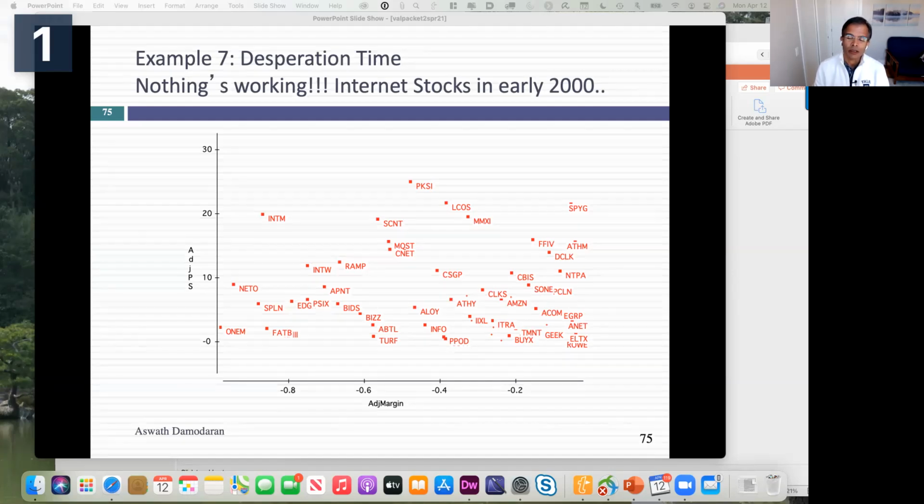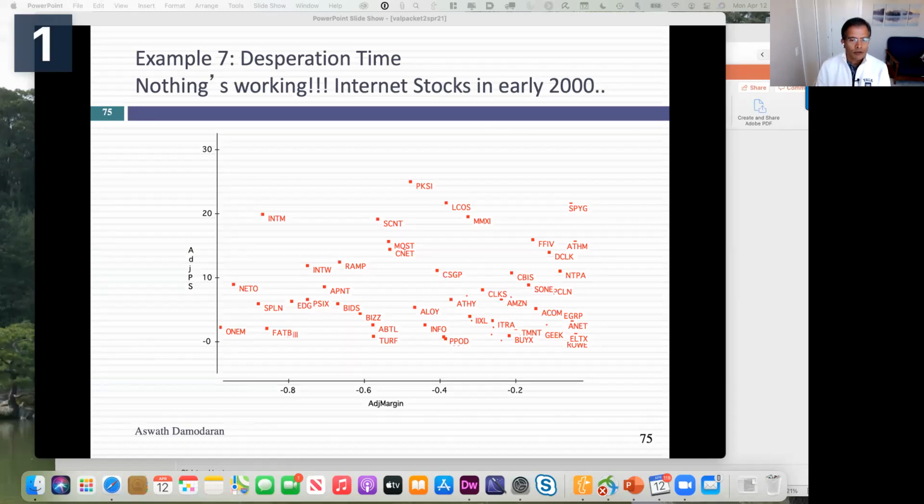Remember, in pricing, the question you don't ask is, does that make sense? The question is, what is the data telling me? And at least in this data, there seems to be no relationship between price to sales and margin. If you try to force a linkage there, it seems to be a negative linkage. The more negative my net margin, the higher my price to sales ratio.